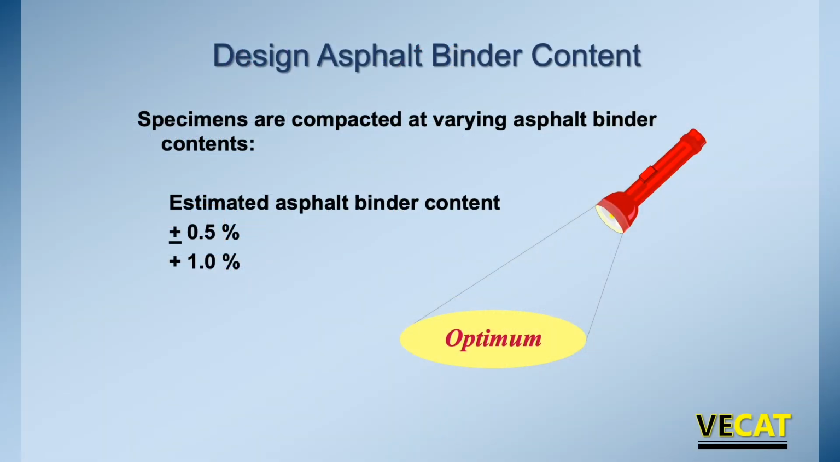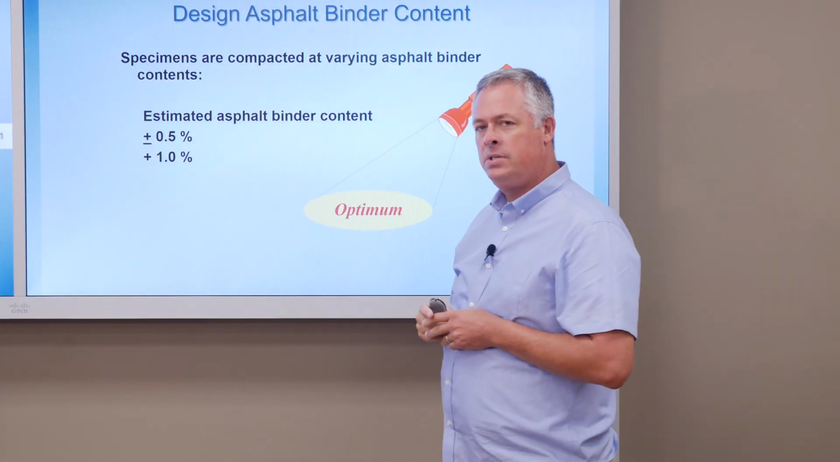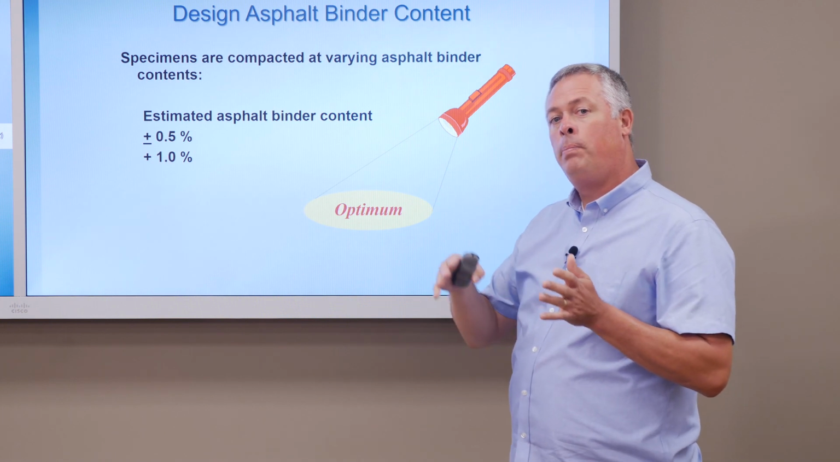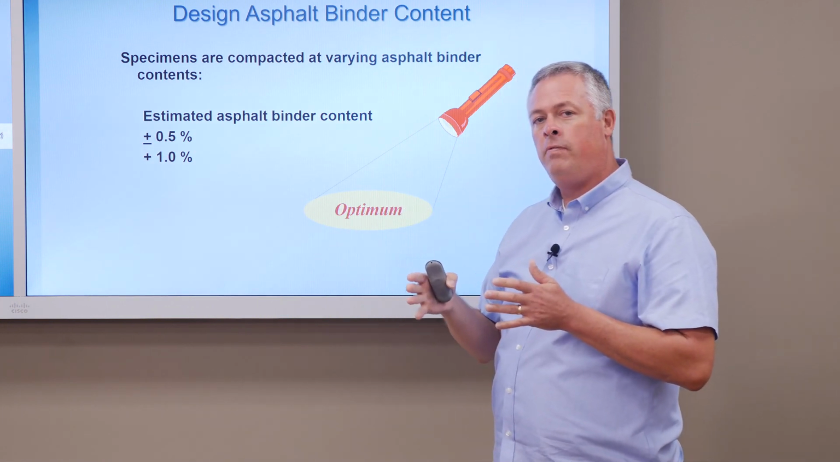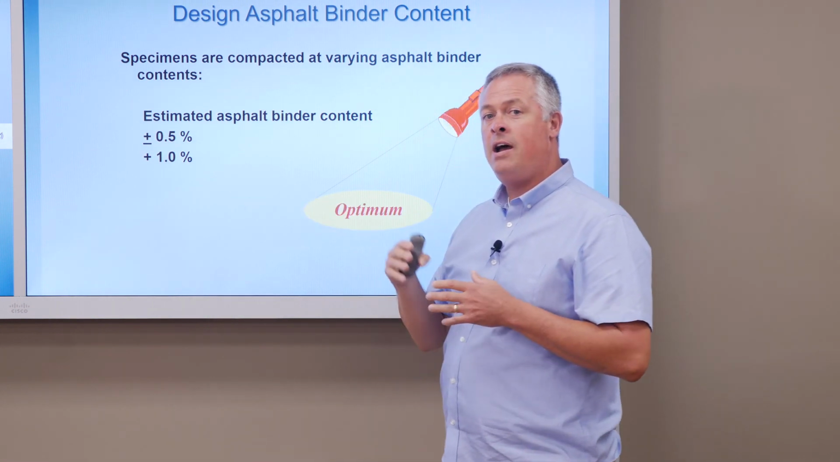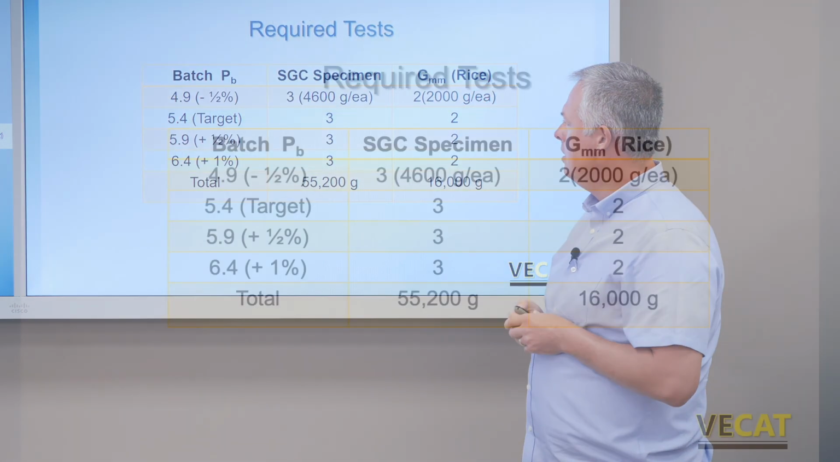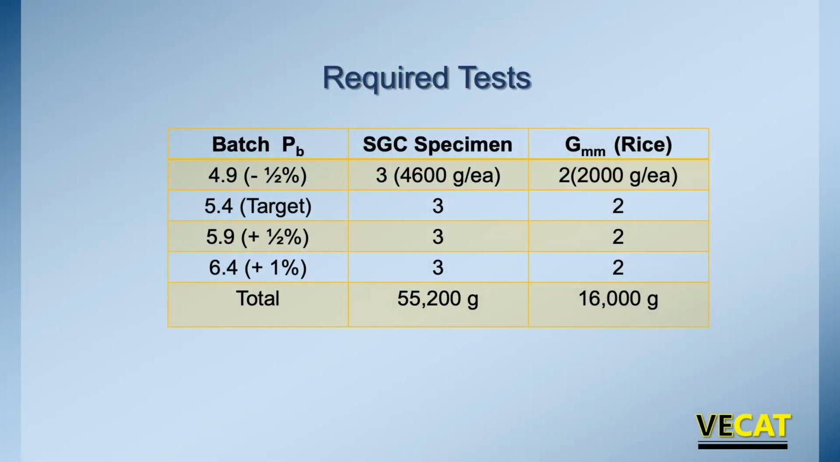So when we do this, specimens are compacted at varying asphalt binder contents. We're going to do 1 at the target, which in this case was 5.4. We're going to do 1 at plus and minus 0.5%, so basically 5.4 plus 0.5%, 5.4 minus 0.5%. And we're also going to do 1 at plus an entire percent, so 1 at 6.4. So here are our batches at 4.9, 5.4, which is our target for the design, 5.9, and 6.4.